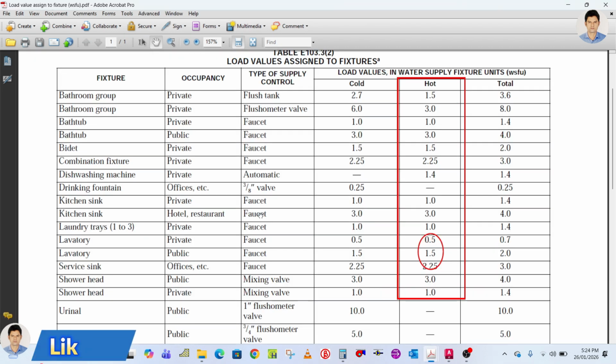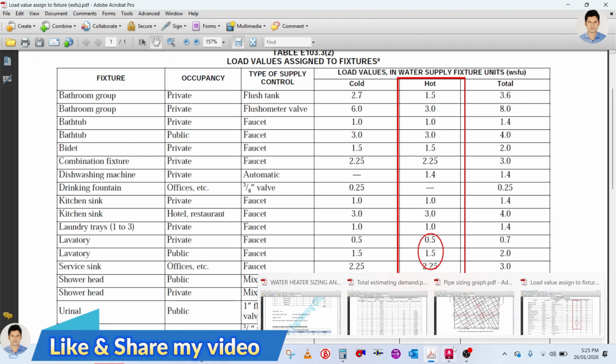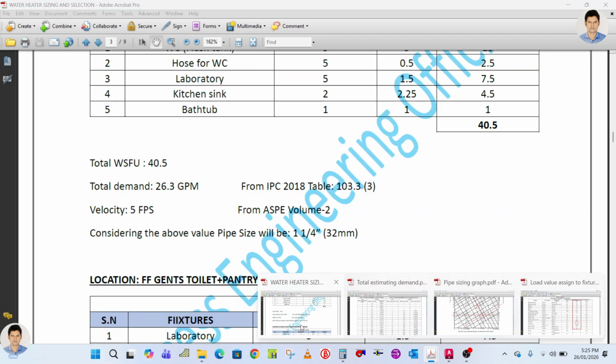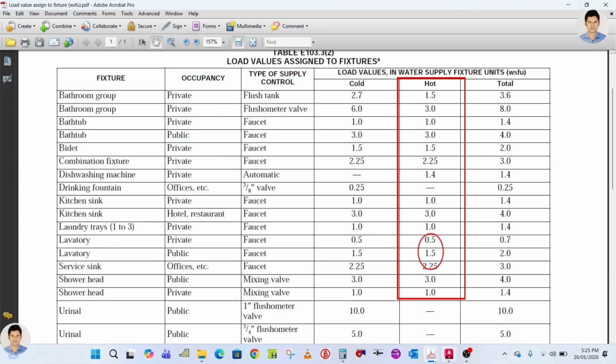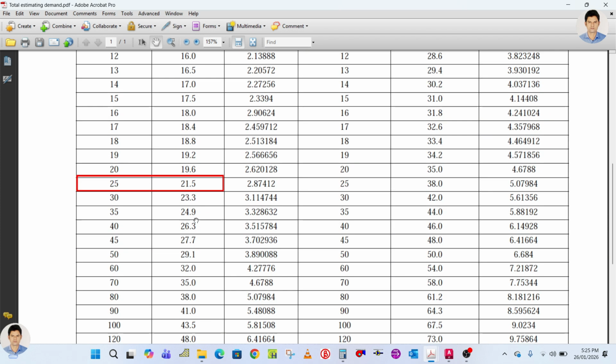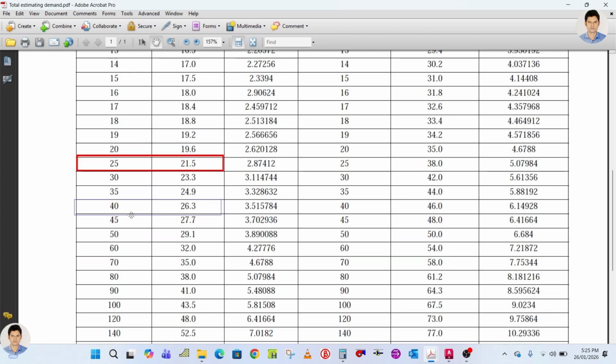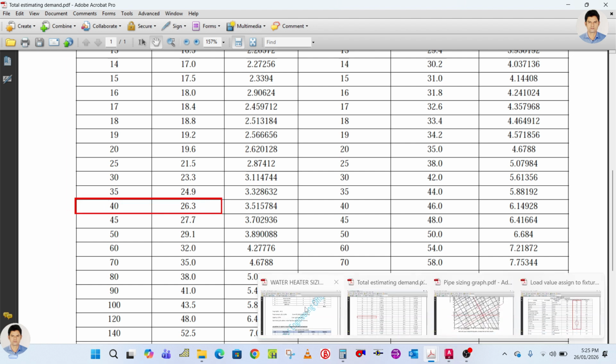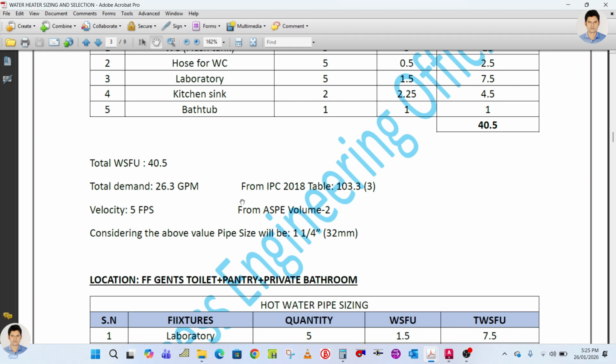So for 40.5, here is 40.5, 40. 40.5 is very near to the 40, so assume this 26.3. So 26.3 GPM from IPC 2018 table number 103.3. Velocity is fixed, which is 5 feet per second, from ASPE volume 2. Considering these 2 points, the pipe size will be 1 and 1/4 inch.